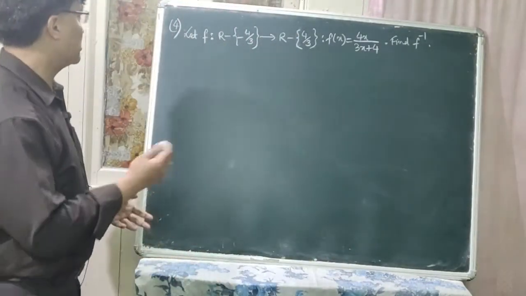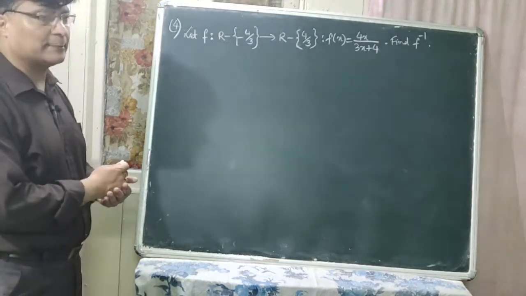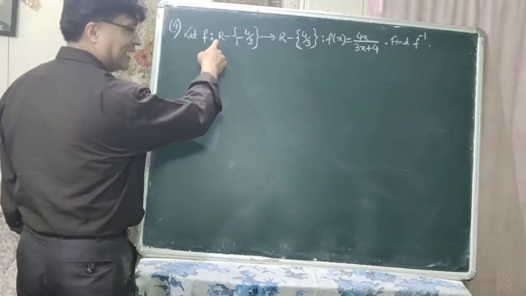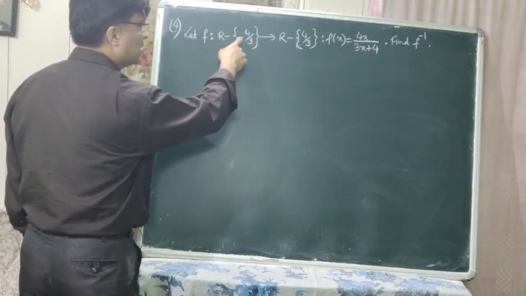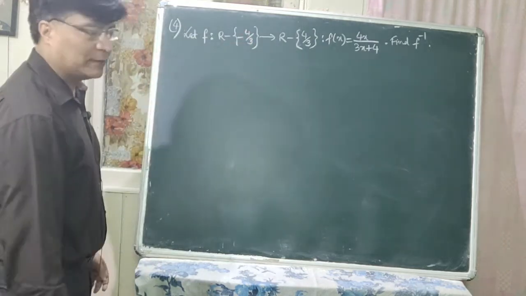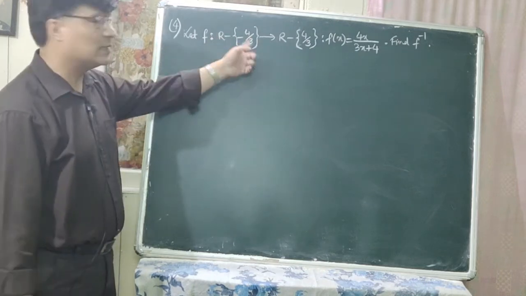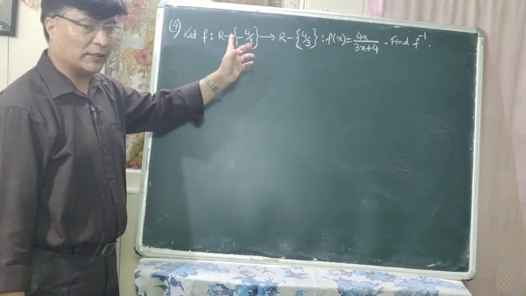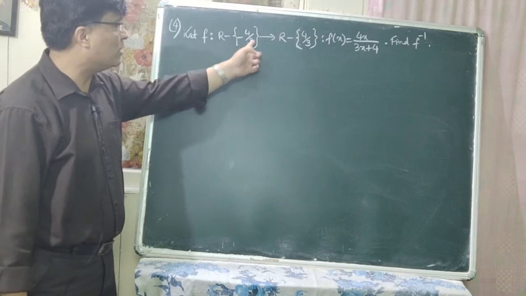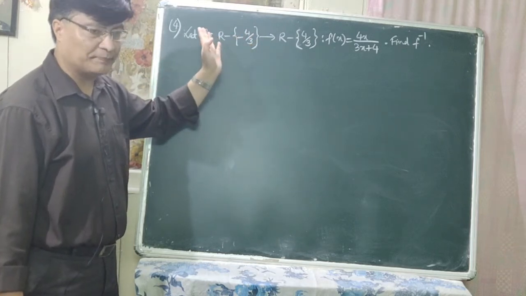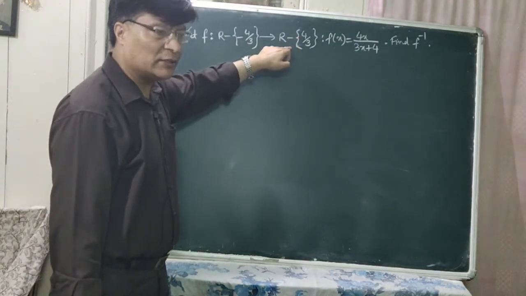So now we'll do the next question, that is question number 4. Let f be a function from the set of real numbers, but this set does not contain minus 4 by 3. R minus within second bracket minus 4 by 3 means your real numbers, in which minus 4 by 3 is not there. Okay, this is the domain. To R minus minus 4 by 3, this is your codomain.